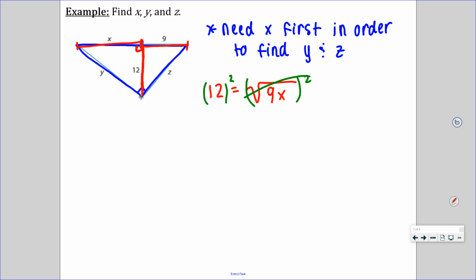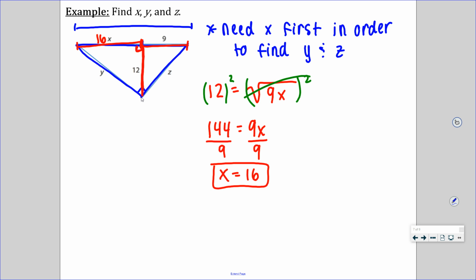Don't tell me that 12 squared is 24. 12 times 12 is 144. And then we can get rid of the 9 by dividing by 9. So I think that's 16. Okay. Now we know x is 16, which makes my entire hypotenuse what? 16 plus 9? 25. Thank you. 25. Now we can find the legs.